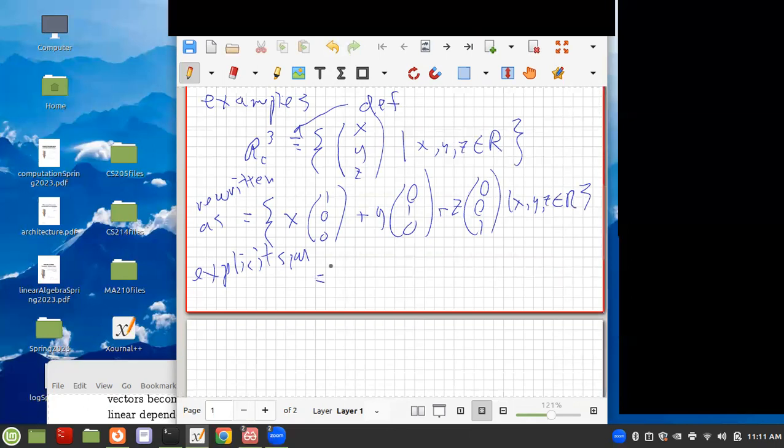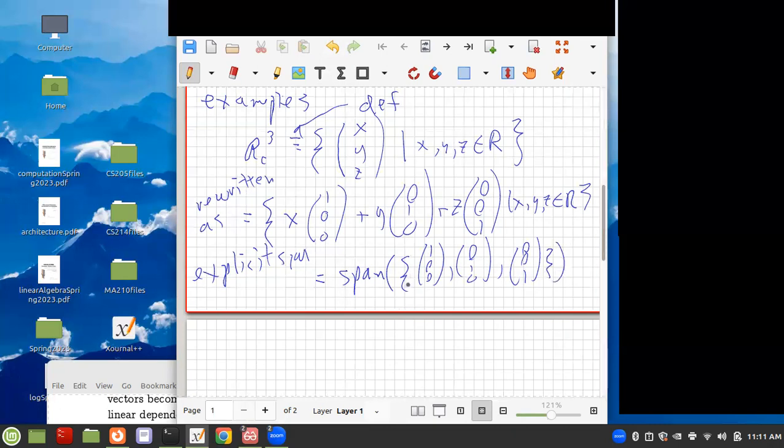So we can write this as the span of (1, 0, 0), (0, 1, 0), (0, 0, 1).